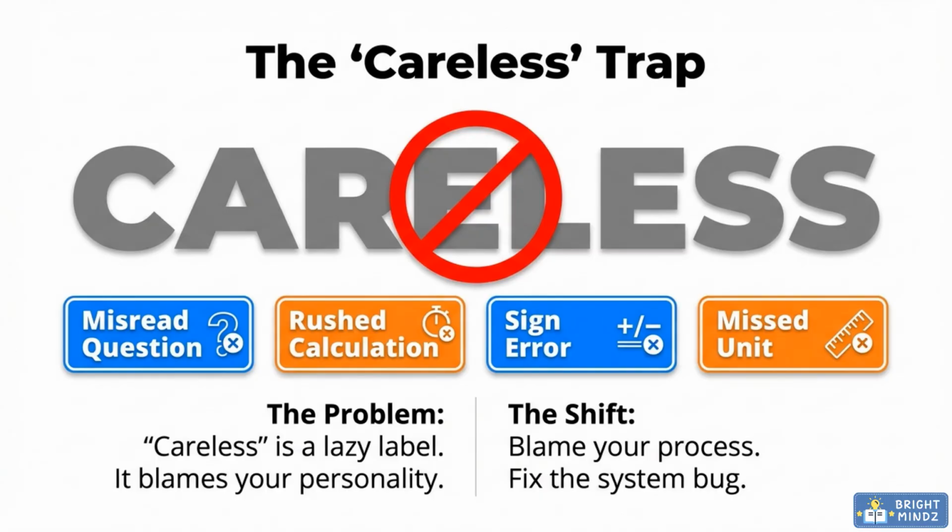Let's challenge a common belief. "I lost marks because I'm careless." That word is a trap. It makes the problem about your personality, not your process. Misreading a question, rushing a calculation, flipping a sign, or forgetting a unit are all system bugs. In this course, we'll learn to spot those bugs and fix the process instead of blaming ourselves.